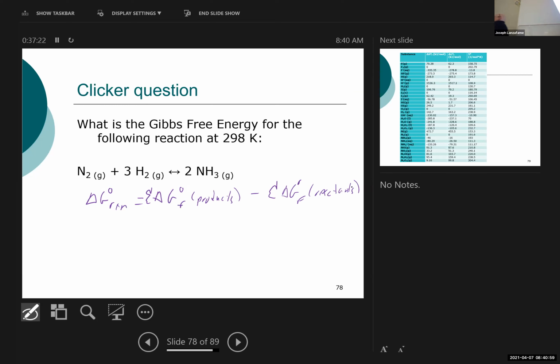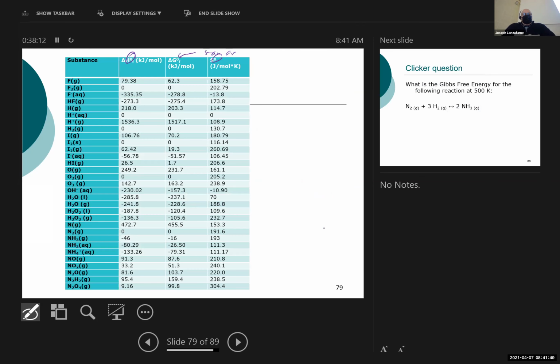From the delta G values in the table, because again, those are the Gibbs free energies of formation at 298 Kelvin, right? And so again, this is 2 times the delta G of formation of ammonia, because stoichiometry matters, technically minus 3 times the delta G of formation of hydrogen plus the delta G of formation of nitrogen. If I go to my table, you will notice that much like enthalpy, the delta G's of formation for my elements are 0, right? So, you know, here's hydrogen gas.